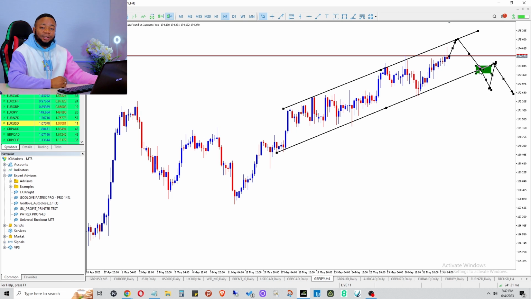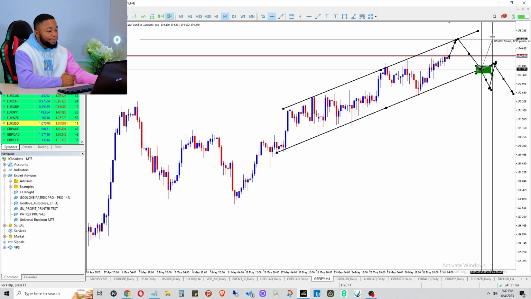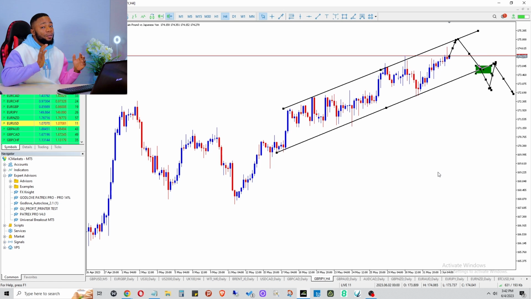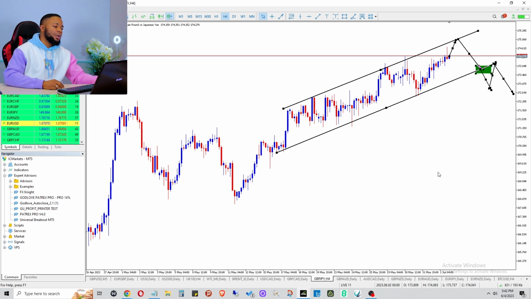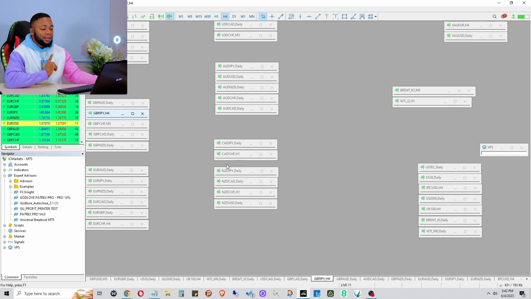But if there's just no change of structure, the market just comes back to this support, then we'll look to buy somewhere here, put our stop loss on around maybe about 60 pips, and we'll go for almost about 180 pips. That's a risk to reward of about 1:3. Even if you hit 1:2, you'll still be profitable at the end of the day. So that's the structure I'm seeing on Great Britain Pound JPY.